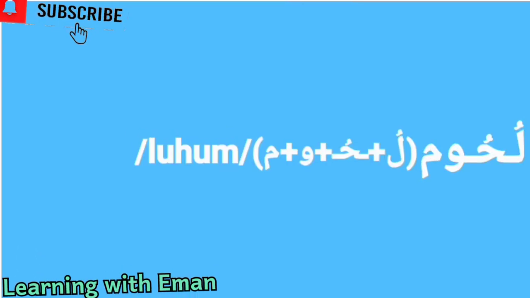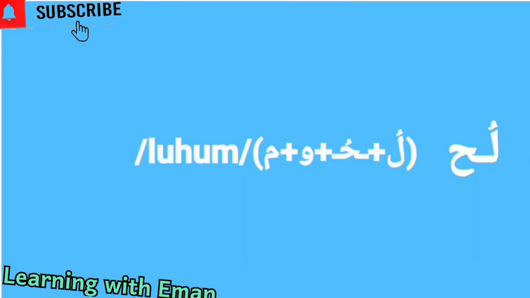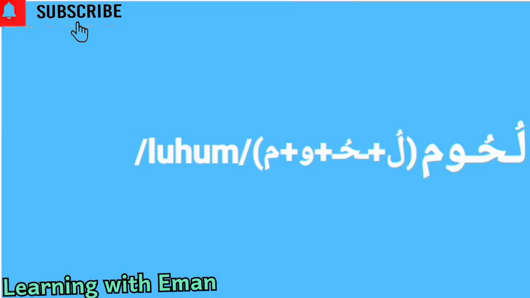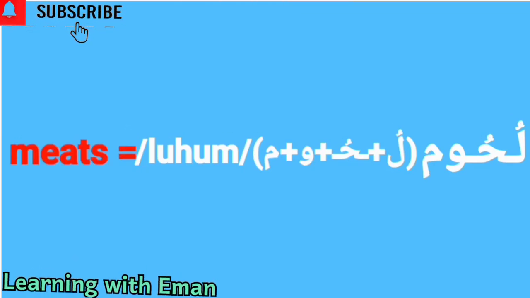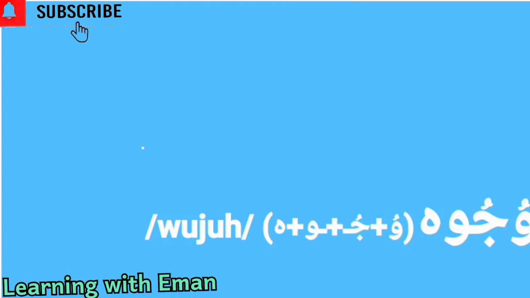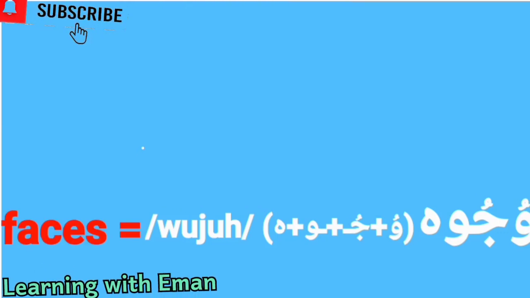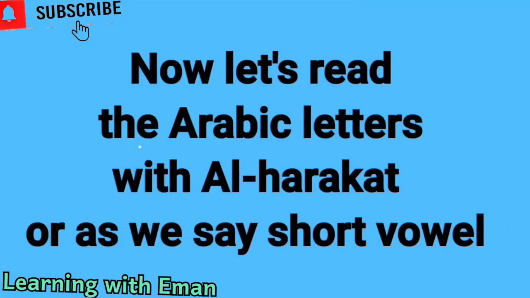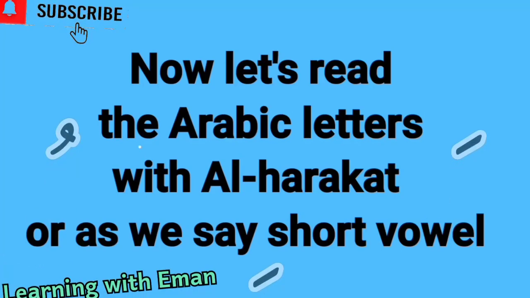There are many examples about Dhammah vowel. Look at the Dhammah vowel in these words. Such as luhum. Luhum means meats. Wujuh. Wujuh means faces.